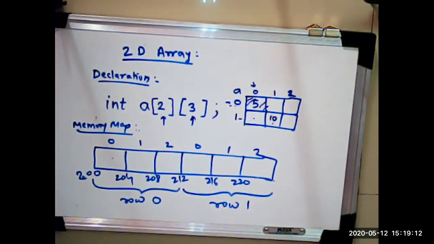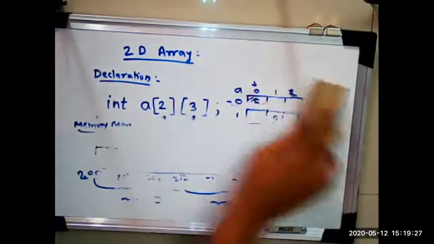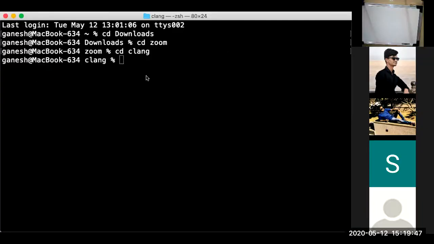Now next, we will see how to access this two-dimensional array element in your C program. We have already seen that to access a two-dimensional array we require two indexes. So in C programming, how will we move forward? We'll take one program in which we declare the two-dimensional array. We'll take the user inputs.